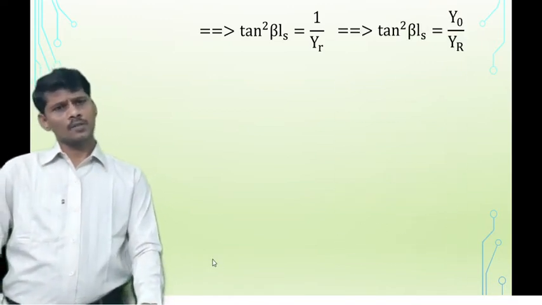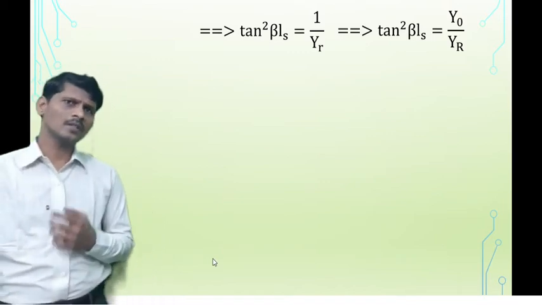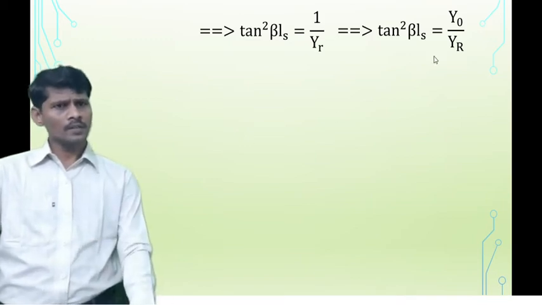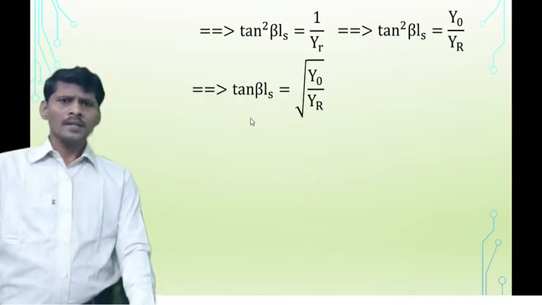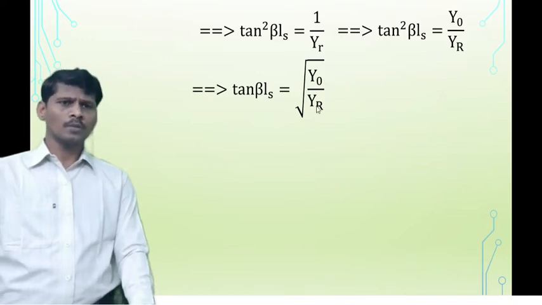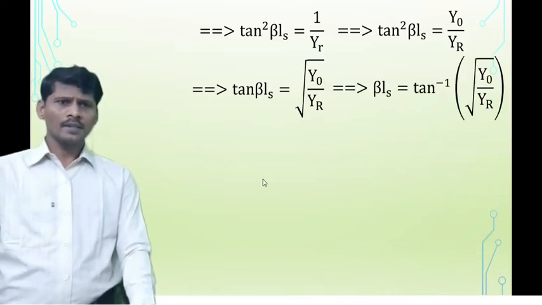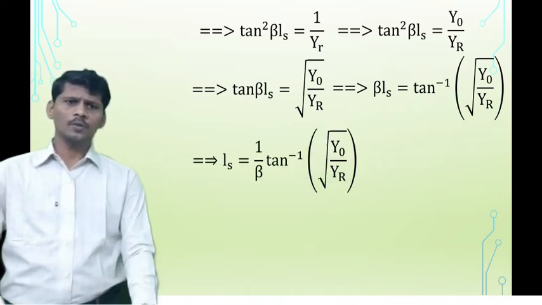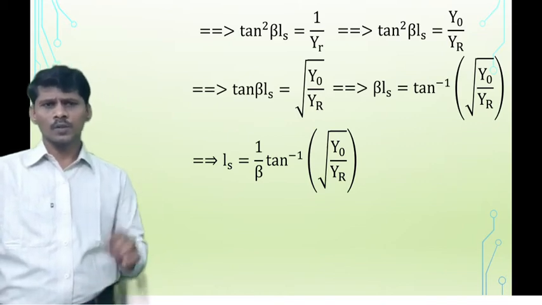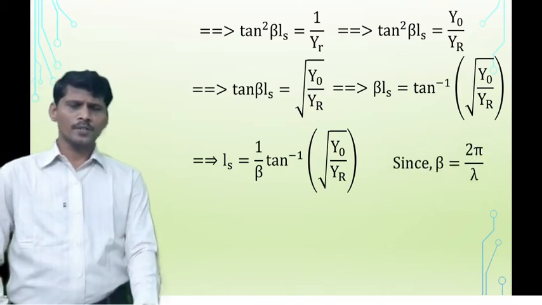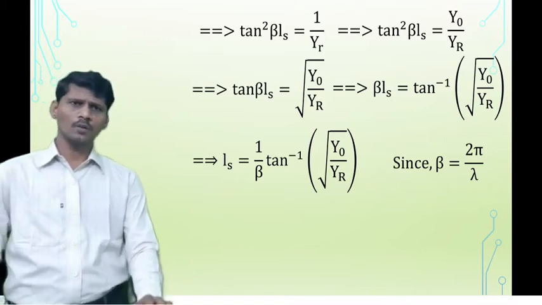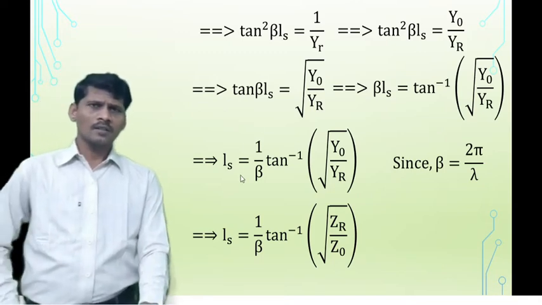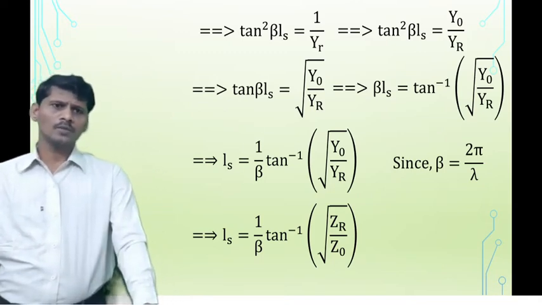What is Yr? The normalized load admittance, Yr by Y0. So 1 by Yr is Y0 by Yr. Tan βLs is equal to the square root of Y0 by Yr from this expression. Therefore, βLs is equal to tan inverse of the square root of Y0 by Yr, and Ls is equal to 1 by β into tan inverse of the square root of Y0 by Yr, where β is the phase shift constant, equal to 2π by λ. This is the length of the short circuited stub in terms of admittance.